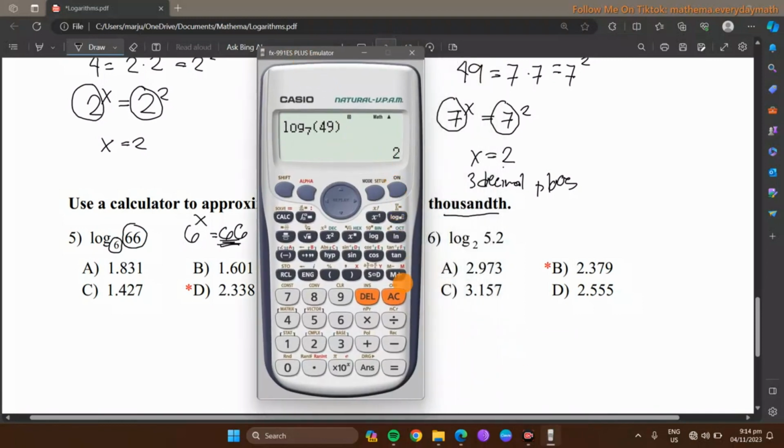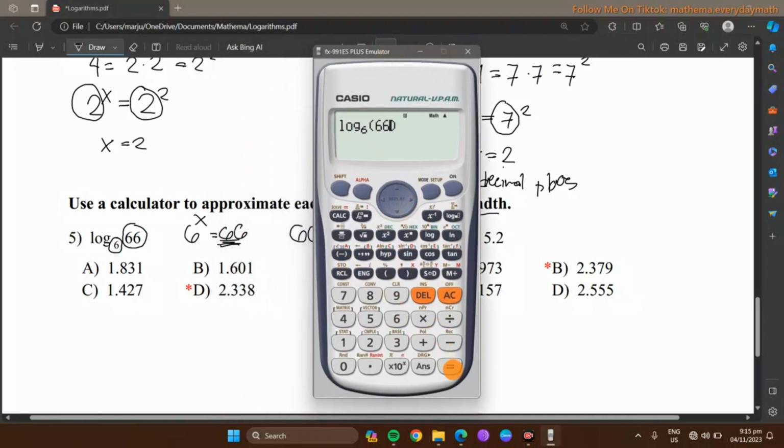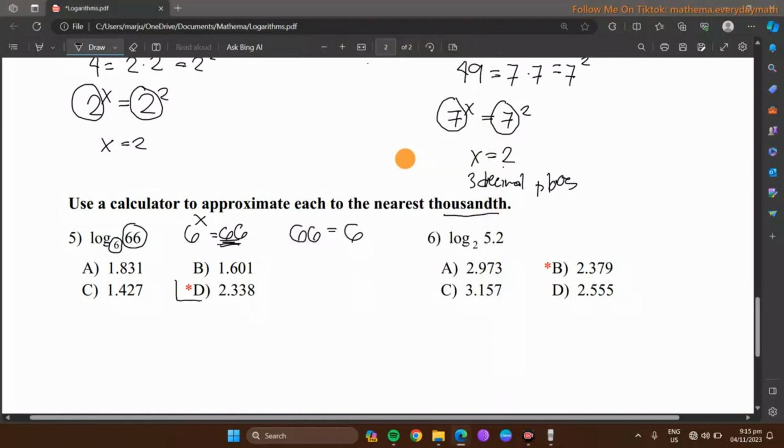Alright. So in our calculator, we will input log. Again, use this button because we are dealing with logarithms whose base are not 10. So click log and then base 6, 66. And once you click equals, this will give you 2.338. And again, this is letter D in our choices. This is our answer. Right?